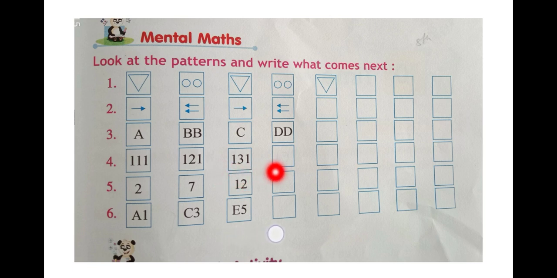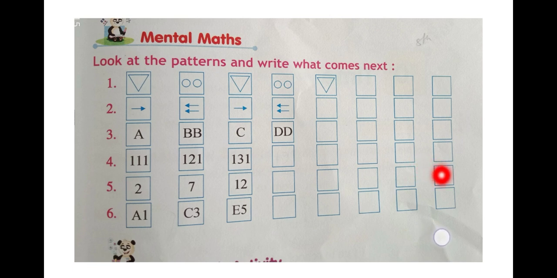Okay, so the next number should be 131 plus 10, so it will become 141. Then the next will be 151. The next number should be 161. The next number should be 171. Then 171 plus 10 is how much?